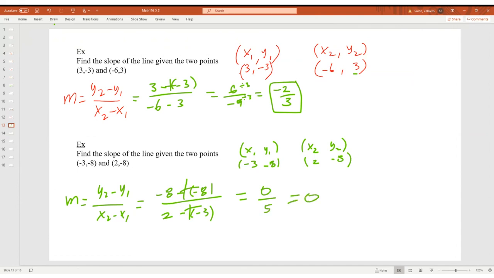So this function has a constant y value. So the y value is just -8. Doesn't matter which x value you have, y is -8. So this is called a horizontal line. Horizontal lines have slope equal to 0, m equals 0. Okay. So next we talk about horizontal and vertical lines.